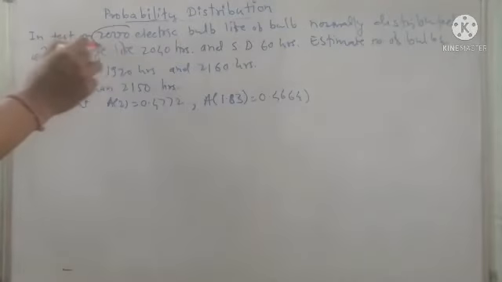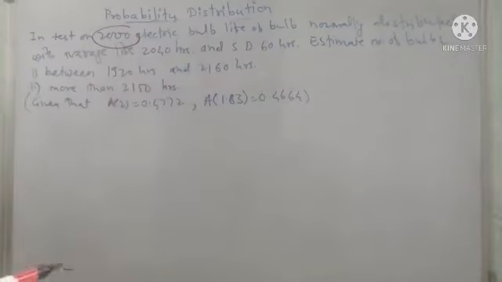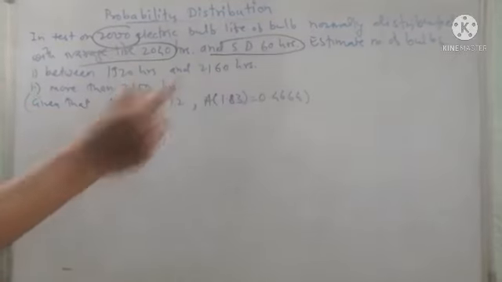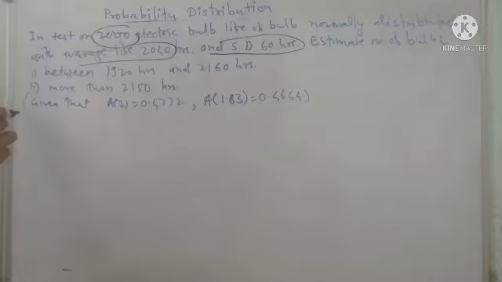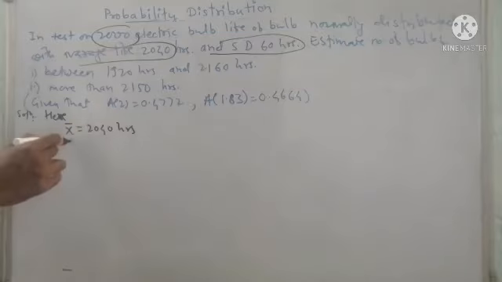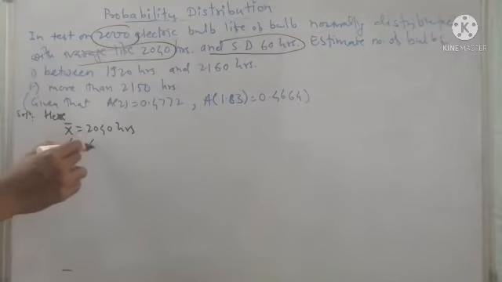In a test of 200 electric bulbs, the bulbs have a life that is normally distributed with average life 2040 and standard deviation 60. As this is a normal distribution, in the solution we first define the average, that is the mean x bar, as 2040 hours, and the standard deviation as 60 hours.